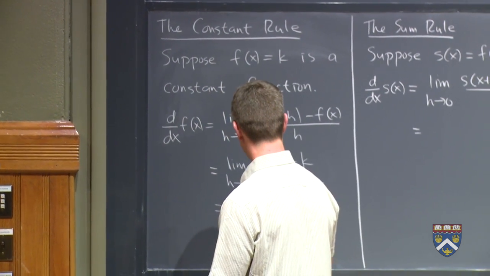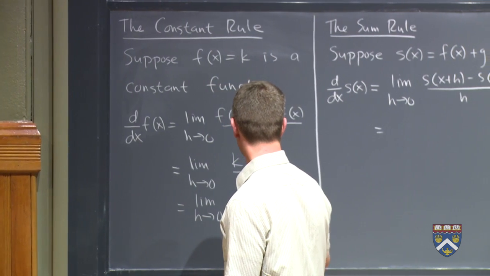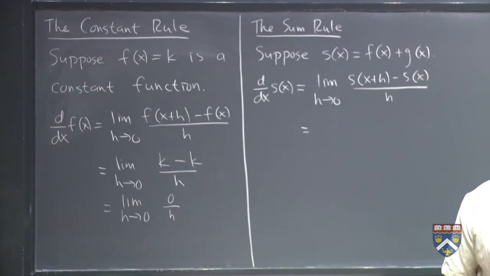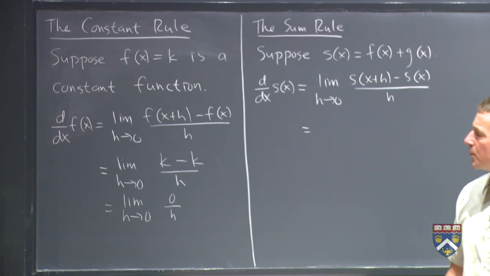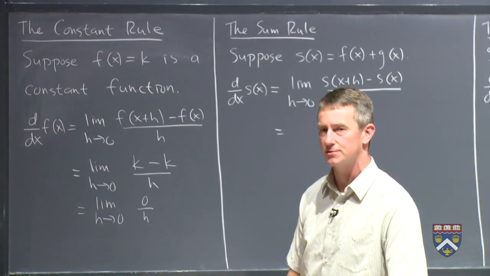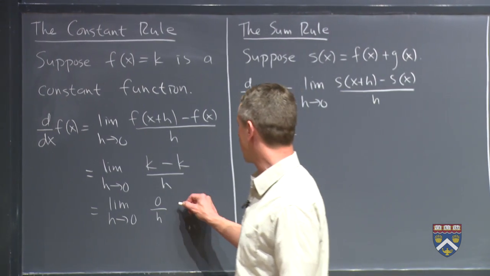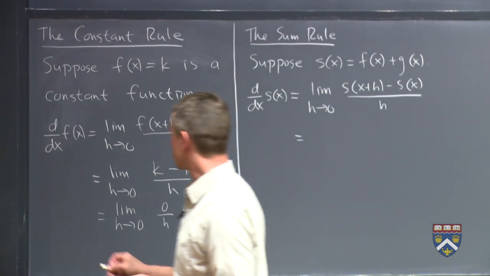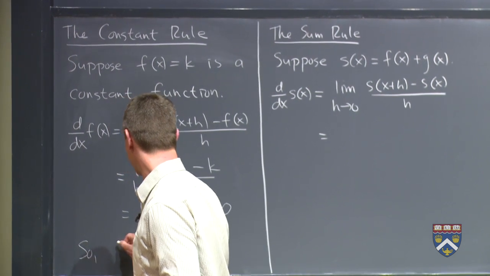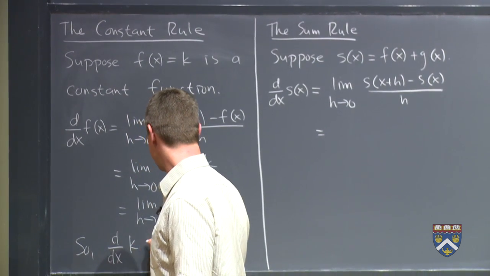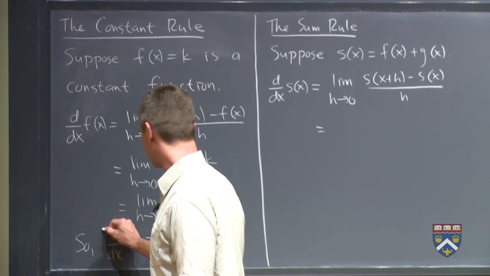So the limit as h goes to 0 of 0 over h. And remember, we're not thinking about h actually equaling 0. H is just getting near 0. So if you have 0 over even a tiny, tiny number, 0 over 0.0000001, you're still going to get 0, which is what we expected. So our conclusion then, our first not very exciting rule, but d dx of a constant will be 0.